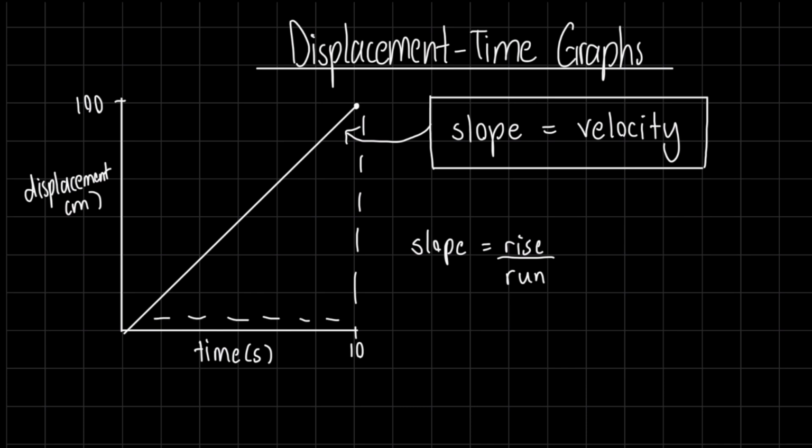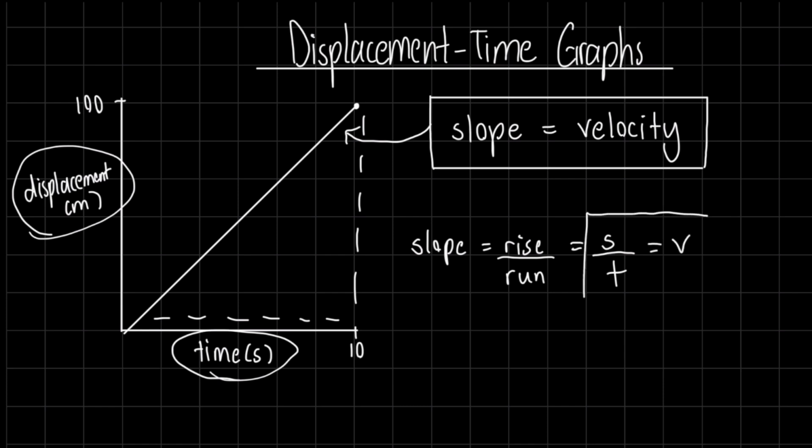Now, let's actually look at our displacement time graph. What is our rise? Well, our rise is this right here, our displacement. So this would be S divided by our run, which is time, which is t. Now, does this look like a familiar formula to you? Yes, it does. This looks like the velocity formula. So this is why the slope of a displacement time graph is velocity.